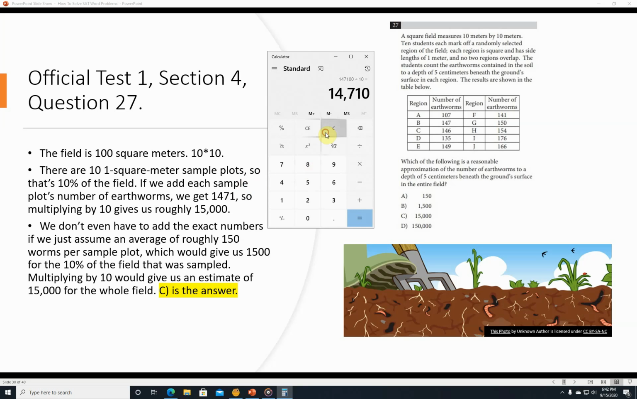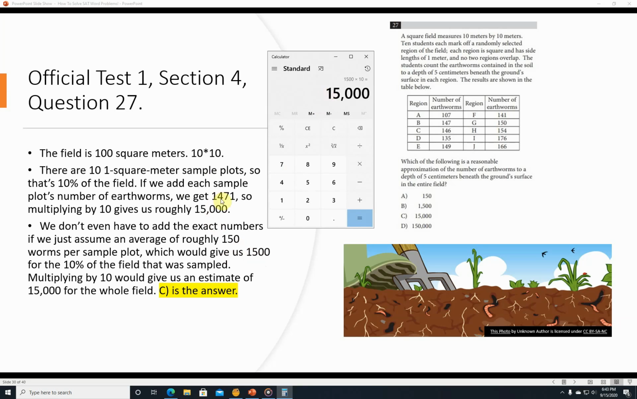If we just assume it's roughly 150, so that's 150 times 10 to get the number in the sample plots. And then we say, okay, that's only 10%, so we multiply by 10, we get 15,000. So we've seen why it's important to multiply correctly. Luckily, I understood 150,000 isn't realistic. And so then we say multiplying by 10 gives us roughly 15,000 either way.